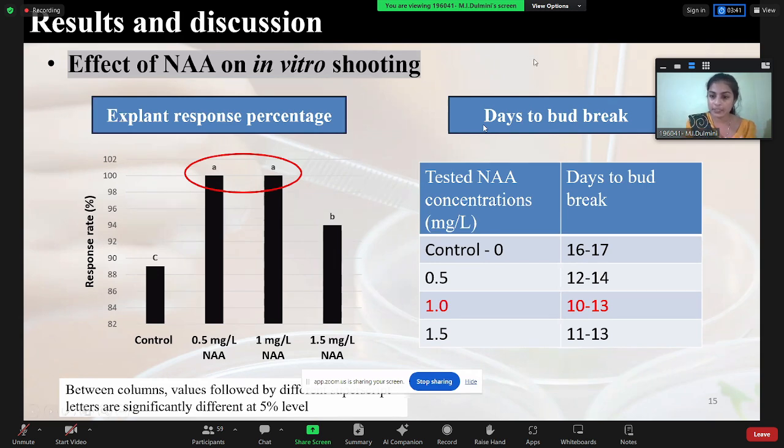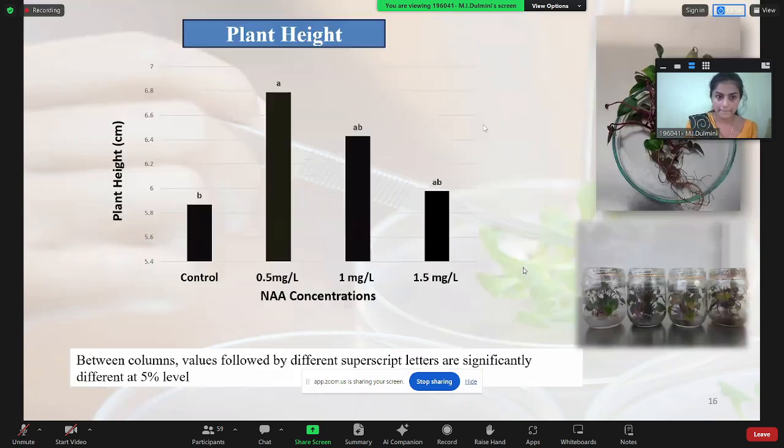When it comes to days to bud break, here you can see the control treatment required the longest time to bud break. Addition of a lower concentration of NAA also caused some delay in bud break compared to other concentrations. But 1 milligram per liter gave a quick bud break.